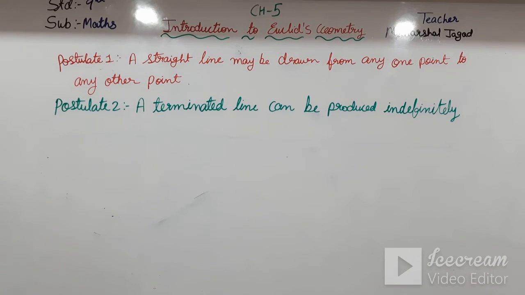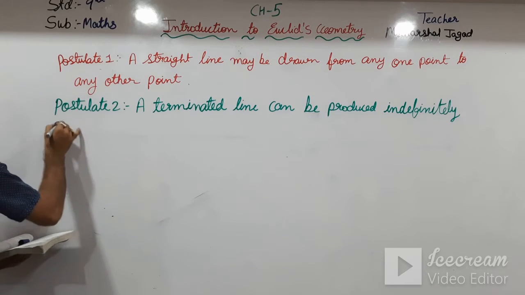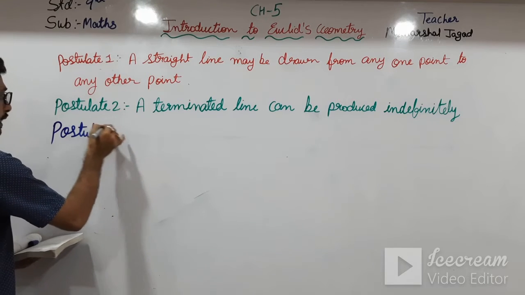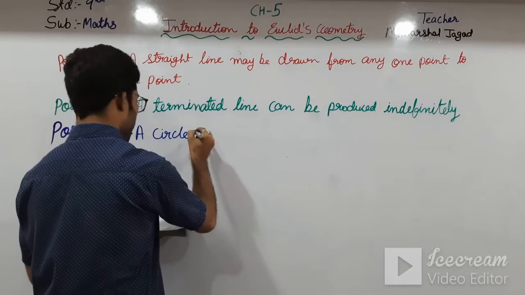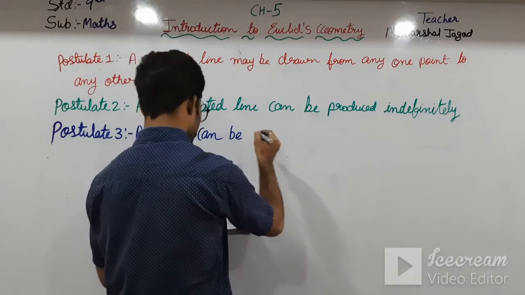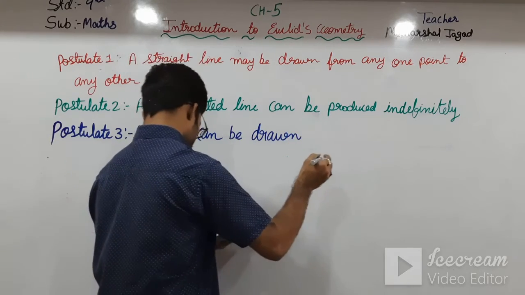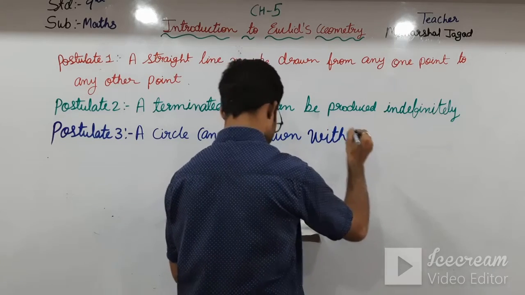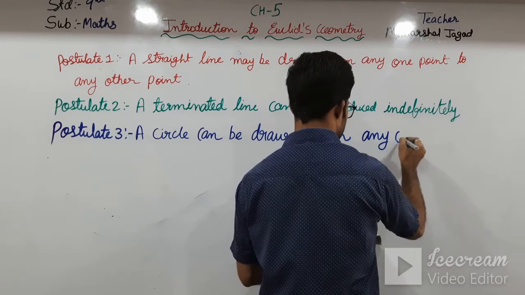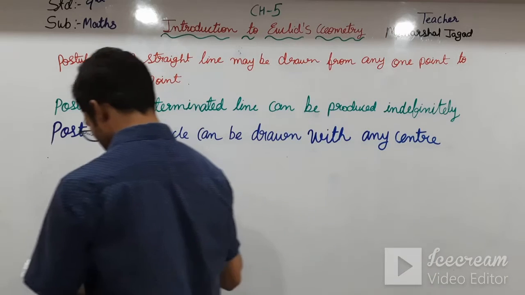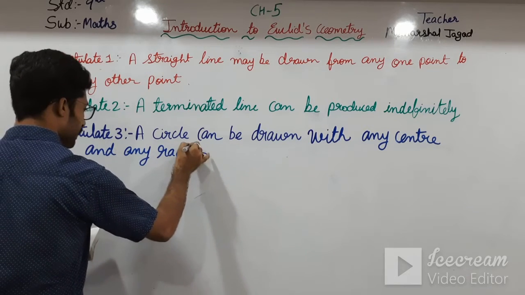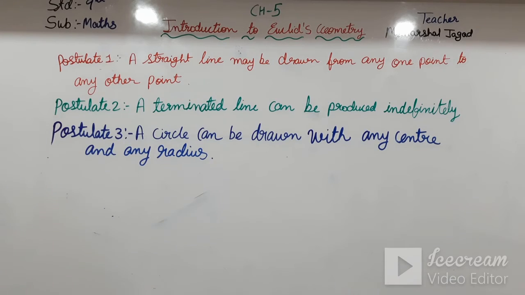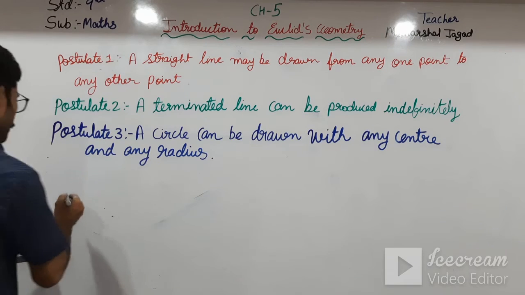Postulate number 3: a circle can be drawn with any center and any radius. Okay students, a circle can be drawn with any center or any radius, and the next one is postulate number 4.